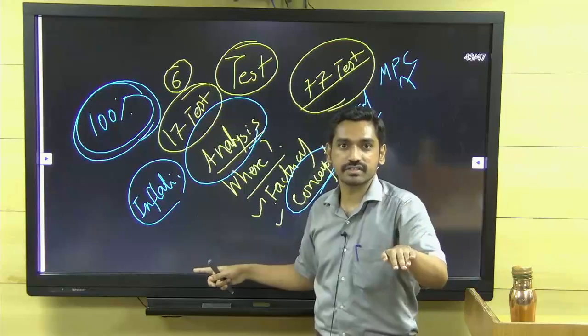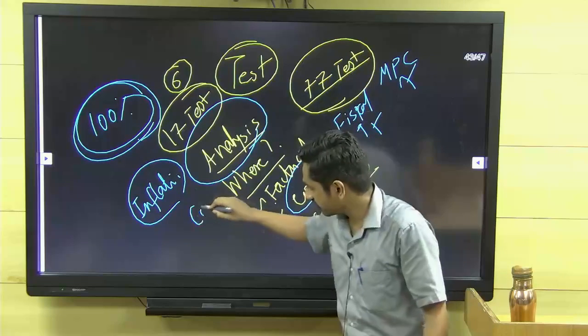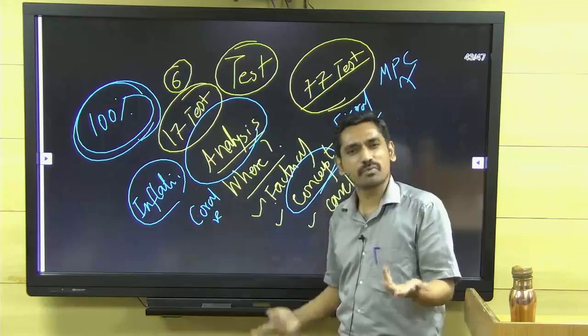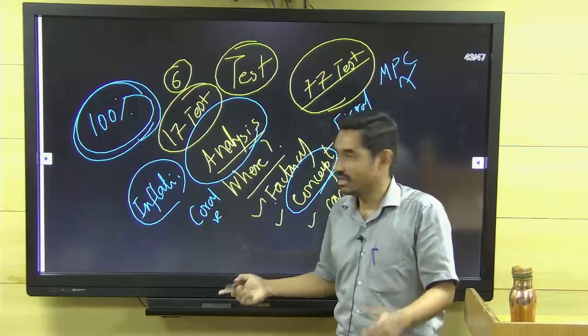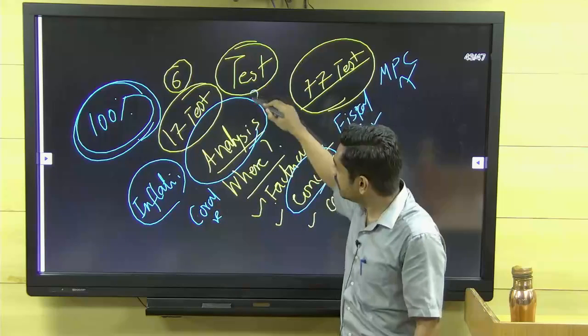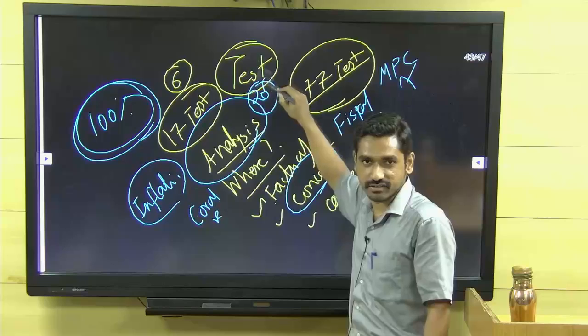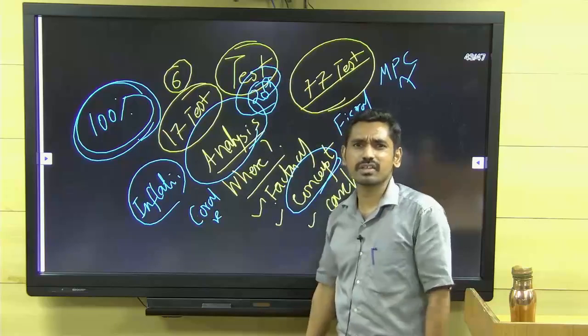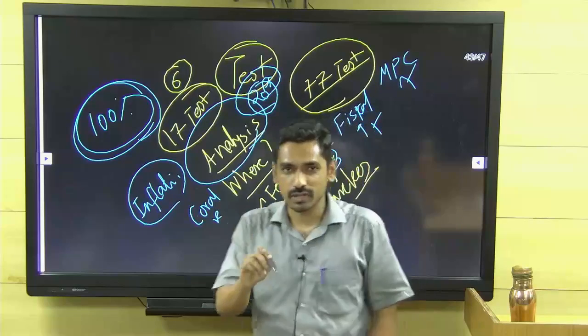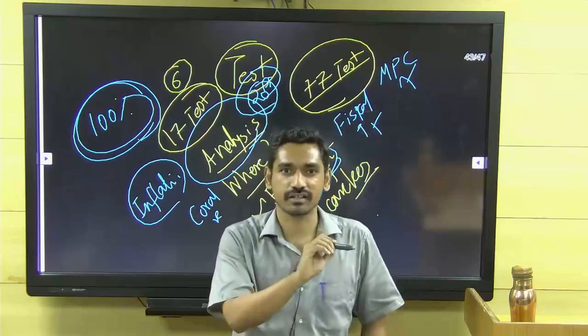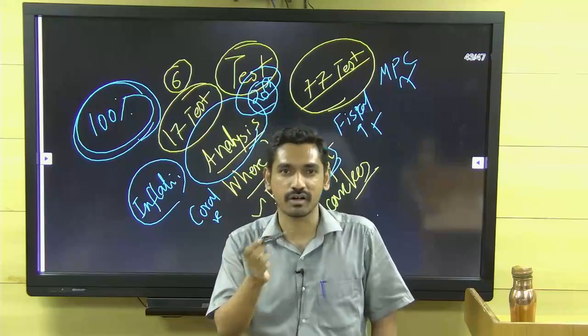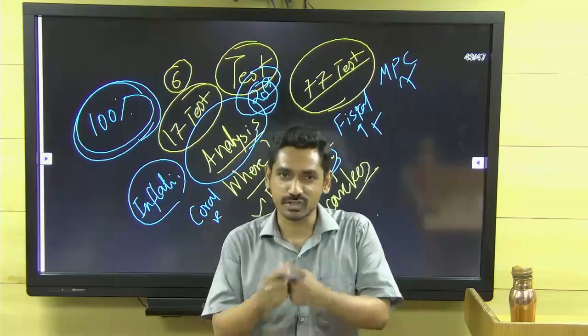Reduce the number of mistakes. Make a mistake in coral reef, okay. Second time, don't make a mistake in coral reef. You reduce the number of mistakes over 20 tests, not 77 tests, 20 tests. Marks will increase proportionally. It is not about increasing the number of correct answers. It is about reducing the number of wrong answers. Beyond this, no philosophy in prelims.